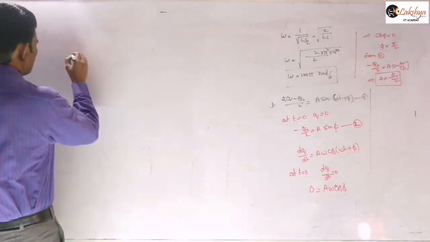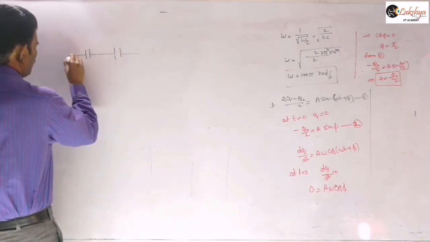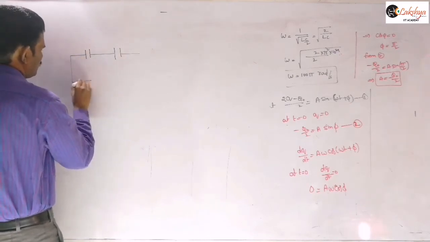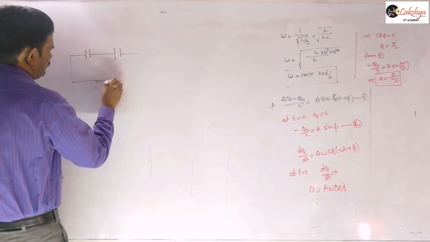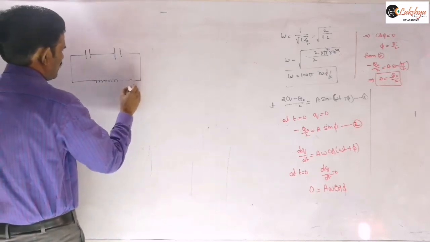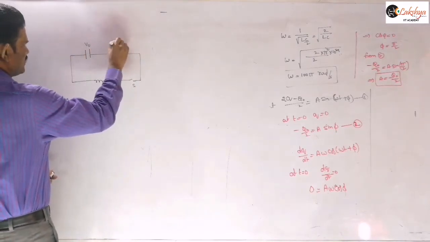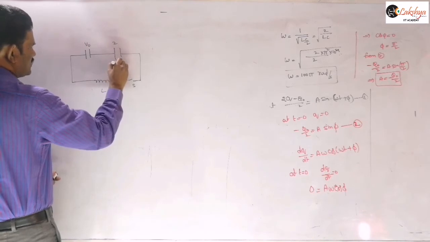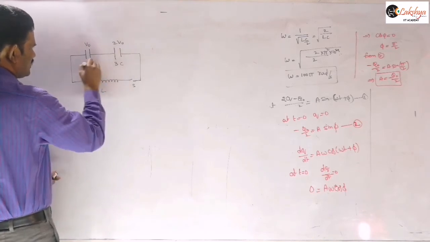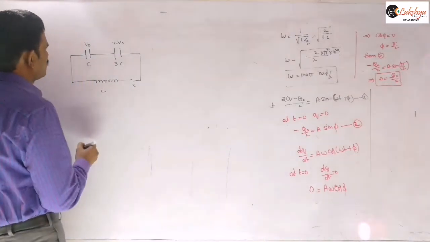So now I am taking these two capacitors here and one inductor. Initially these are charged. Let's suppose this is charged to V0 and this is charged to 2V0, with capacitances 3C and C. So that will be the situation we are considering.